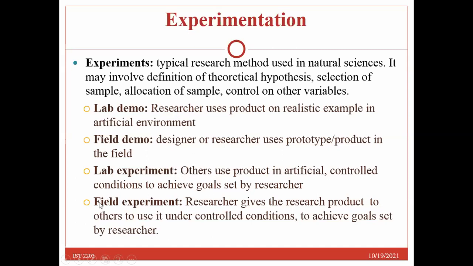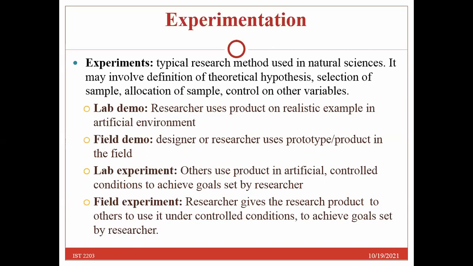And then you have the field experiment, where the researcher gives the research product to other people to use. This shouldn't be under controlled conditions, I'll correct this. They use it in the field to achieve goals set by a researcher. So in a field experiment, other people use the product in the field, according to what the researcher said. In both cases, at the end, the researcher can collect data and then compare.